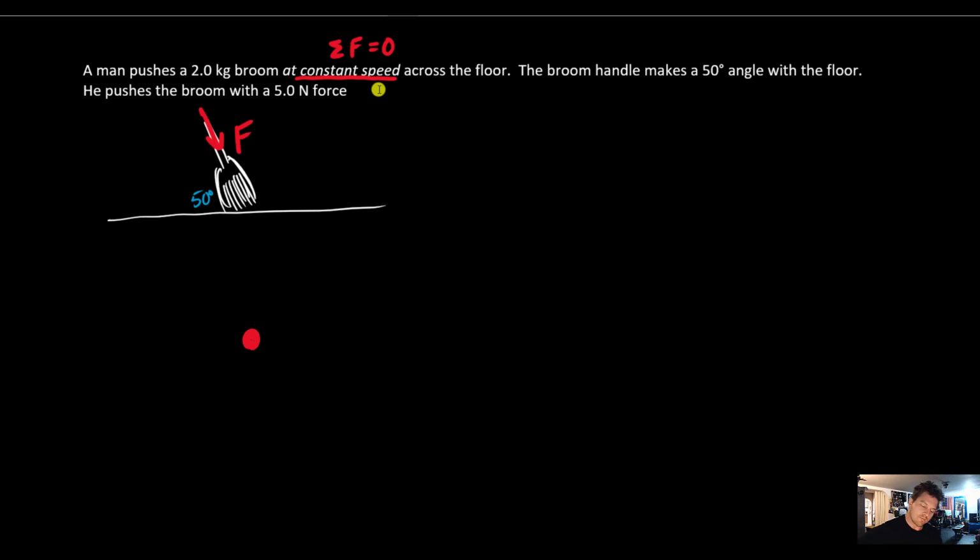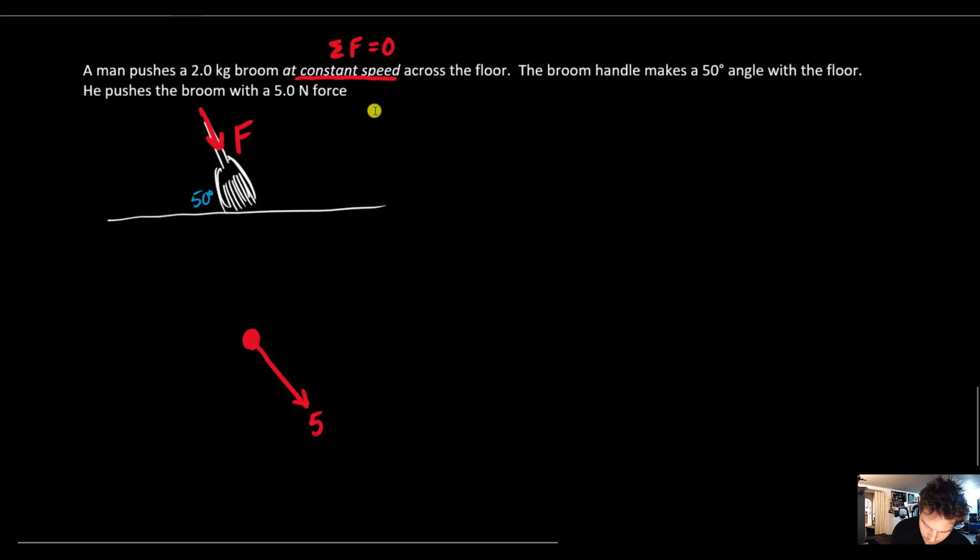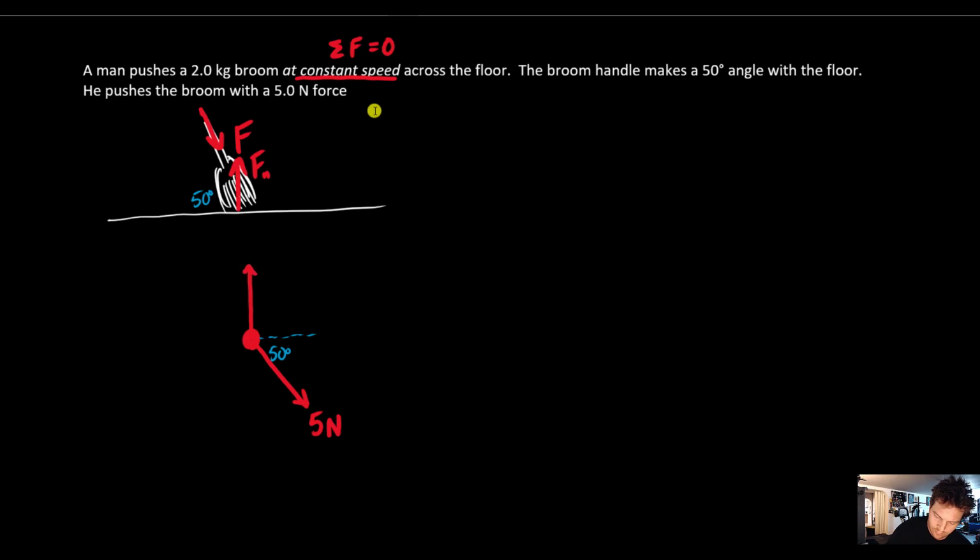All right, that force going down, let's see, he pushes with 5 newtons of force. So this is a 5 Newton force, and it is at 50 degrees with the floor. Okay, so that would be like if that was the floor. We also know the floor is pushing back with a normal force, right? So we got the normal force of the floor resisting. You don't want the broom to go through the floor, right? So the normal force resists that, and it's perpendicular to the ground.